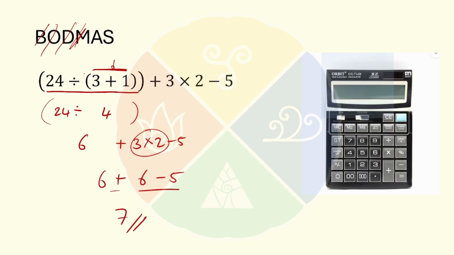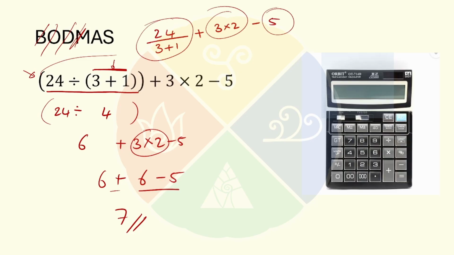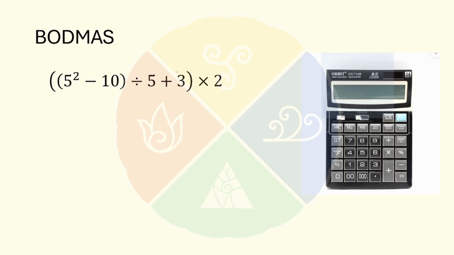Now if you look at the same thing, if I have written it in multi-line, you don't need BODMAS. It is 24 by 3 plus 1 plus 3 into 2 minus 5. See, you have to do this thing first, and then this thing and this thing, and then combine them. So that's why linear, single-line writing has an issue. Now pause the video and find the answer for this.